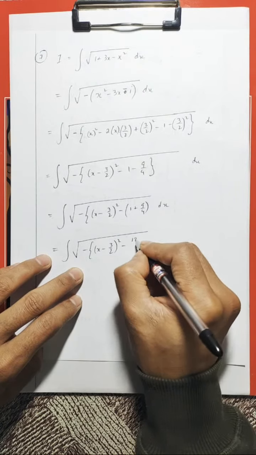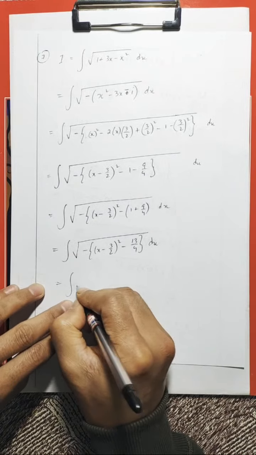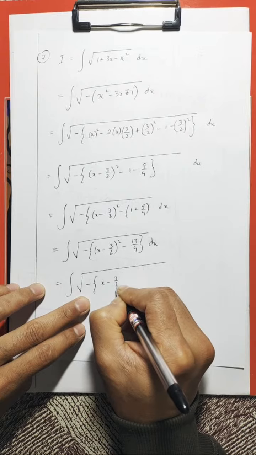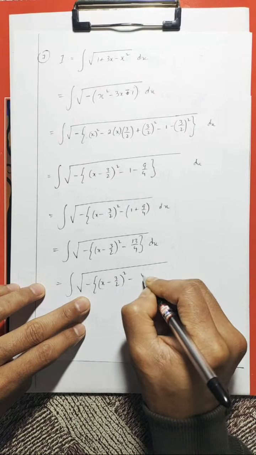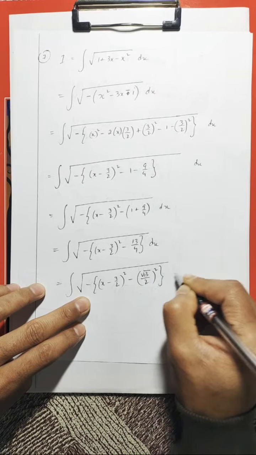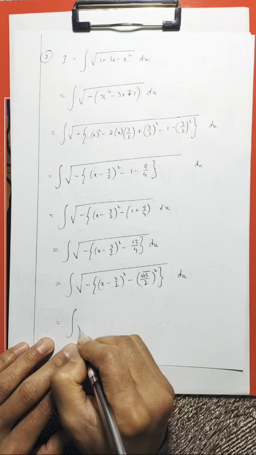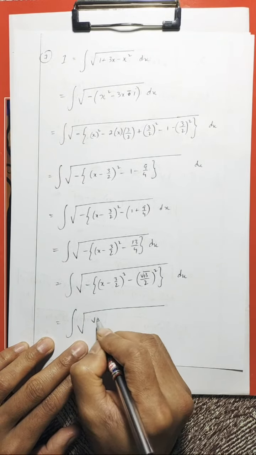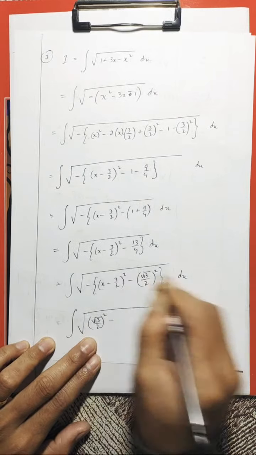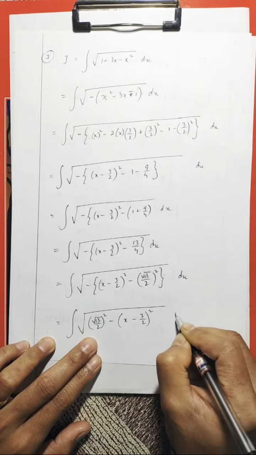Four plus 9, 13 by 4. Root over of 13 divided by 2 whole square. So this negative value can be taken care of now. That is root over of 13 by 2 whole square minus x minus 3 by 2 whole square.